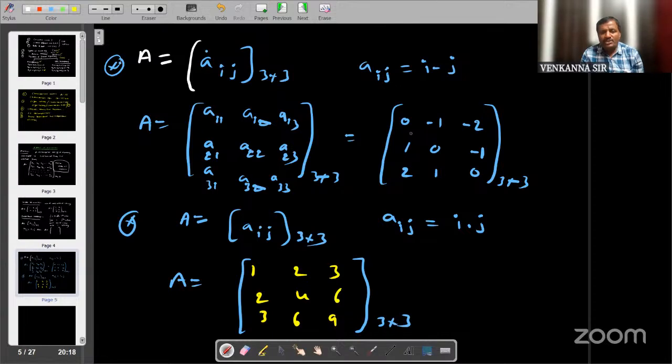Hope all of you understood, right? So any confusion, please clear. Hope all of you are understanding. Anybody is having confusion, right? So this is the significance of the i, j, m, n notations.